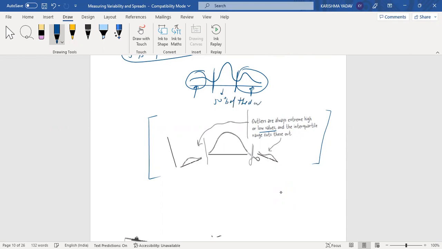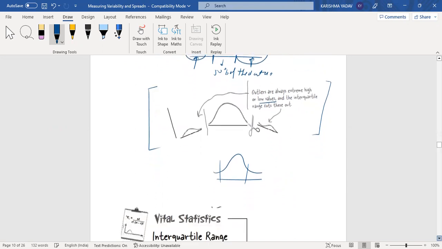Now, excluding the outliers with the interquartile range means that we now have a way of comparing different sets of data without our results being distorted by outliers. So we can measure the data, we can know how the data is dispersed by excluding the outliers. Now let's see what it says.